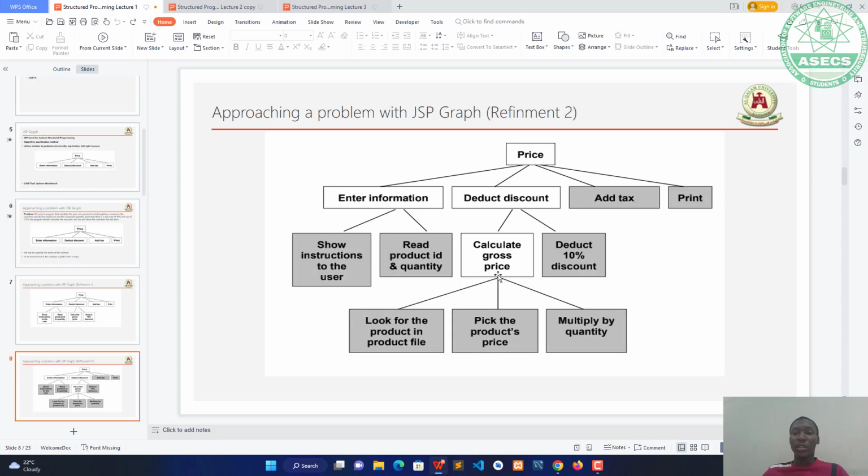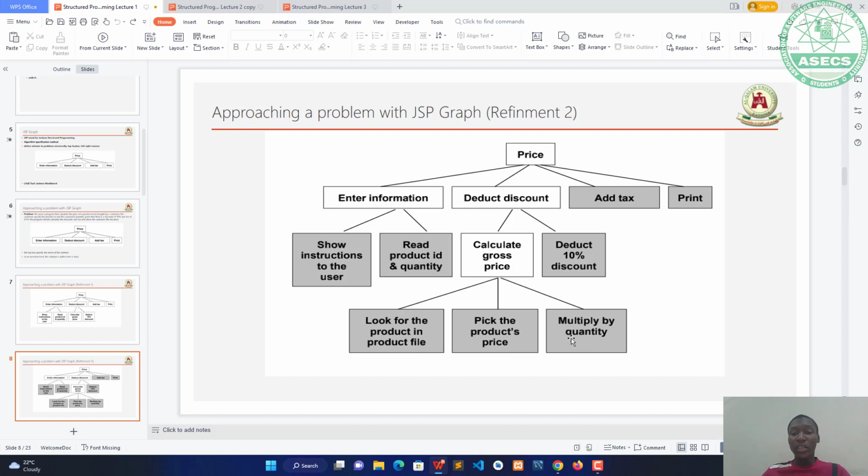So everybody look at the refining machine. Refinement 2. We have level 1, level 2, level 3, and now we have level 4. So now, calculate gross price. How it is done is you will look for the product, either from a file or from your computer. You go and check that product with the ID you specified, if it is HP EliteBook, and then check how much the computer is sold for. Alright, now imagine the computer is sold for 100,000 naira. Then we pick the price of this computer. I'm using the computer as an example, it can be anything.